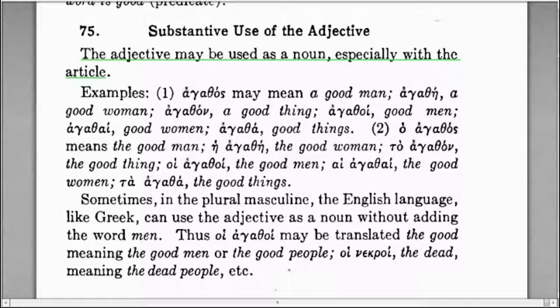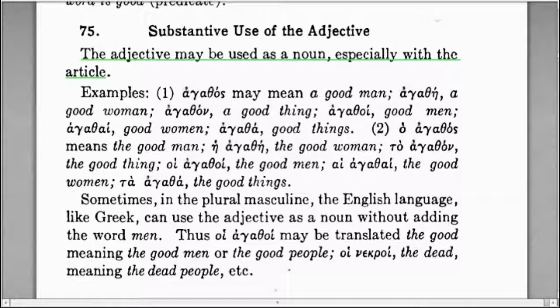Now, paragraph 75. This is the substantive use of the adjective. The adjective may be used as a noun, especially with the article. Let's take a look at some examples here. Number 1, agathos. This may mean a good man, agathe, a good woman, agathon, a good thing, agathoi, good men, agathai, good women, agatha, good things. Okay? The noun is basically embedded in the adjective.